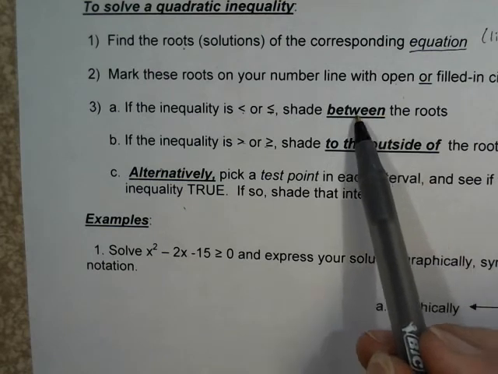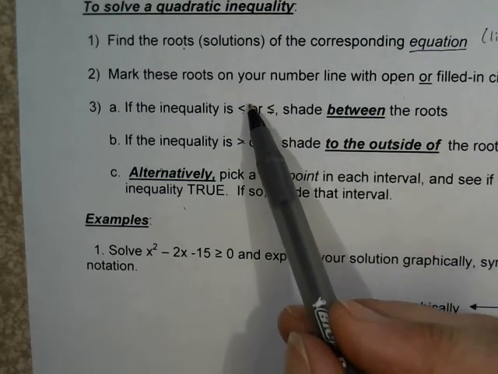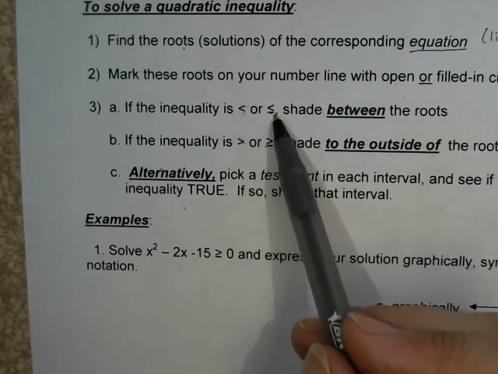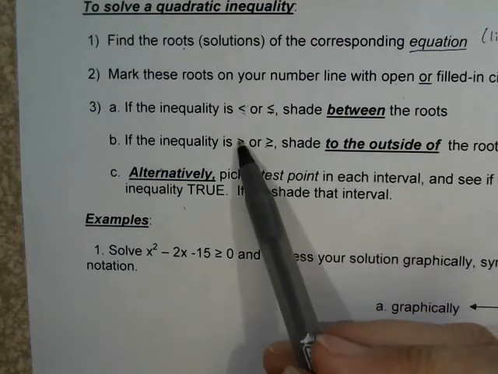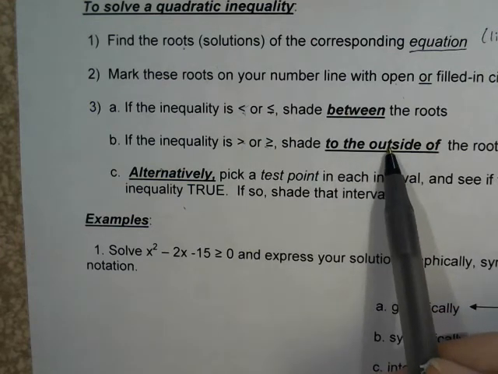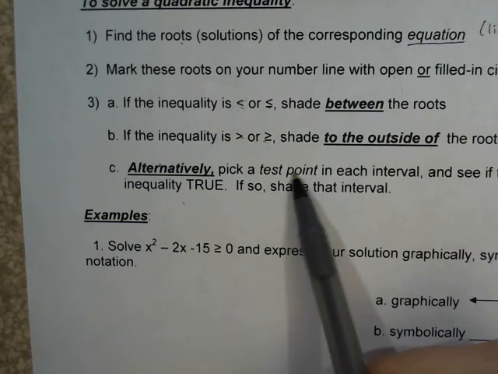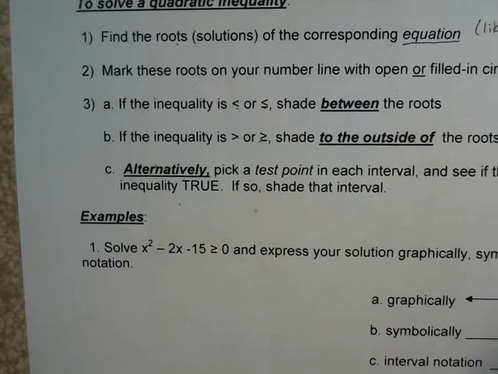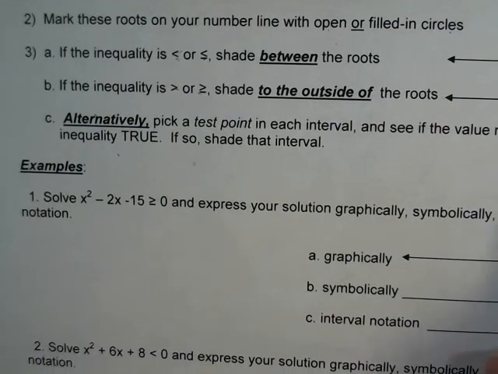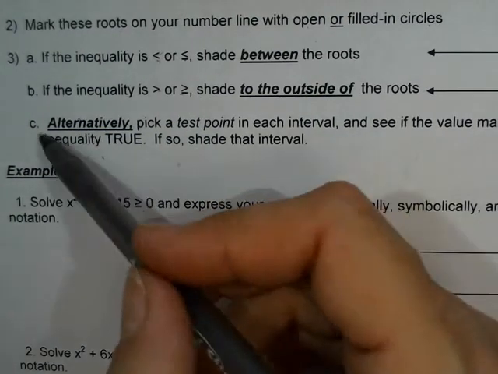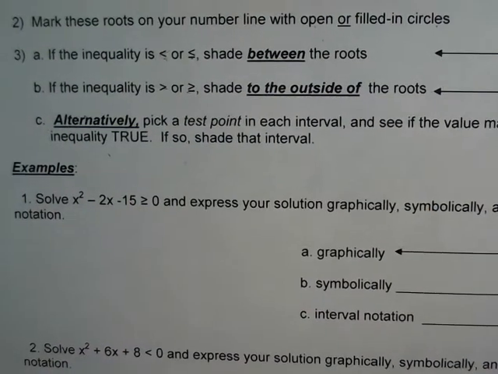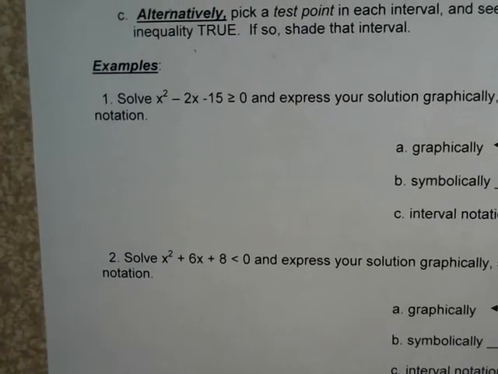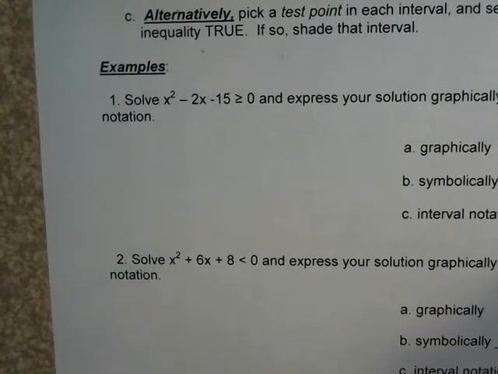Or if you have a hard time remembering that the less than means between, the greater than means to the outside, what you can do is pick a test point in each of the intervals that'll appear on your number line and see if that makes the original problem true. And if it does, you're going to shade inside that interval. This is an alternative method to A and B. So let's go through some examples to see what this all means.